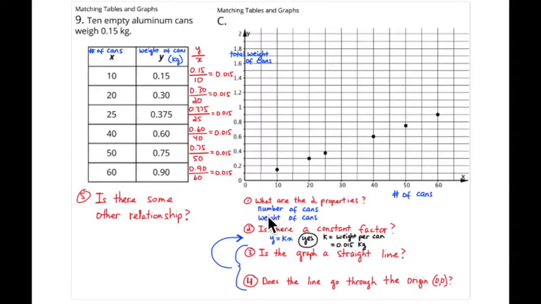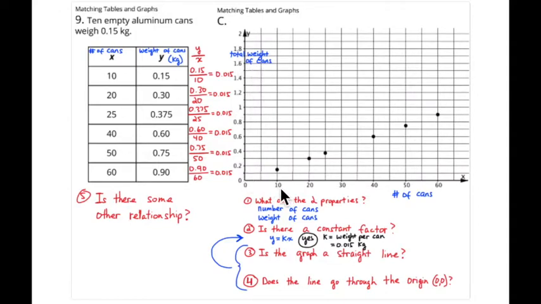So the two properties are the number of cans and the weight of those cans. And so label the x-axis the number of cans, because it says it's the number of kilograms per 10 empty cans. So it's y per x, or weight per cans. And so the x-axis, label that the number of cans, and the y-axis, label that the total weight of the cans.